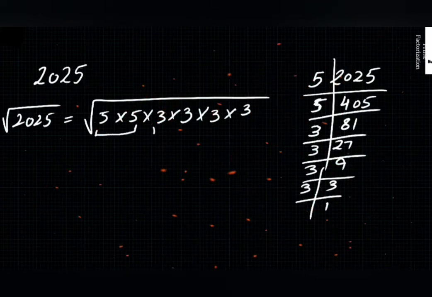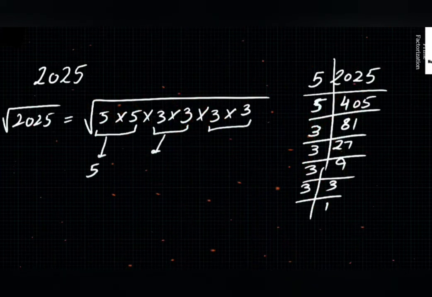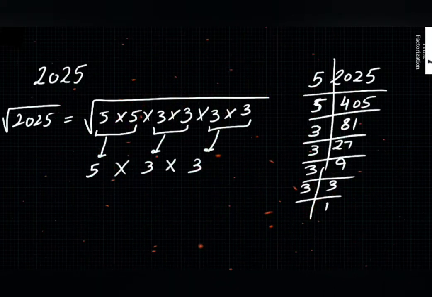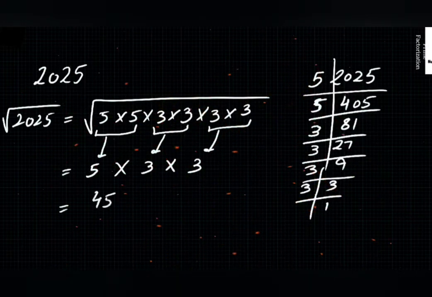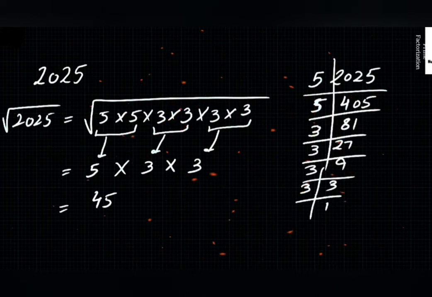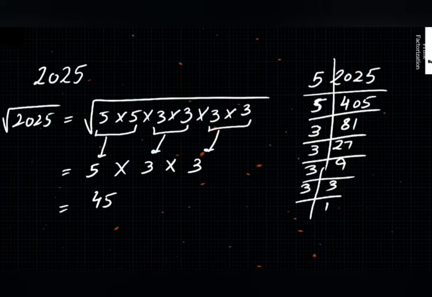Now find the pairs, 1 pair, 2 pair and 3 pair, and then we will take out only one number out of these pairs: 5, 3 and 3. So we will multiply these. 5 times 3 is 15, 15 times 3 is 45. So 45 is our result. So the square root of 2025 is 45. It means that we have multiplied 45 two times to get the result 2025. Also, in one of the videos on finding squares, you have learned how to find the square of any number ending with 5, and 2025 will be the result of 45 square, right?